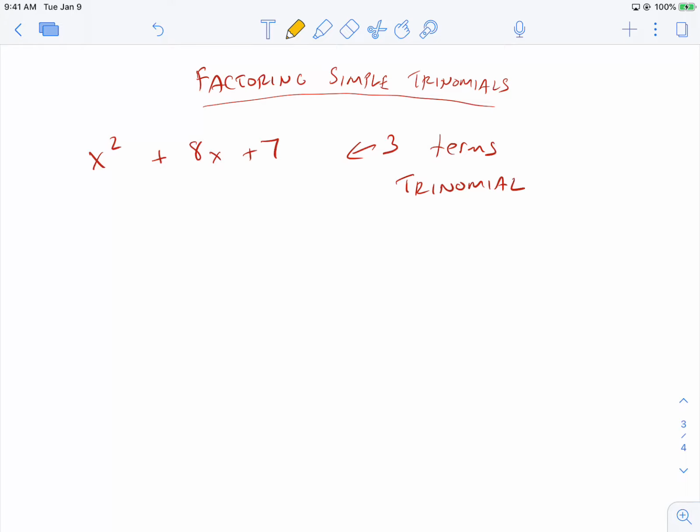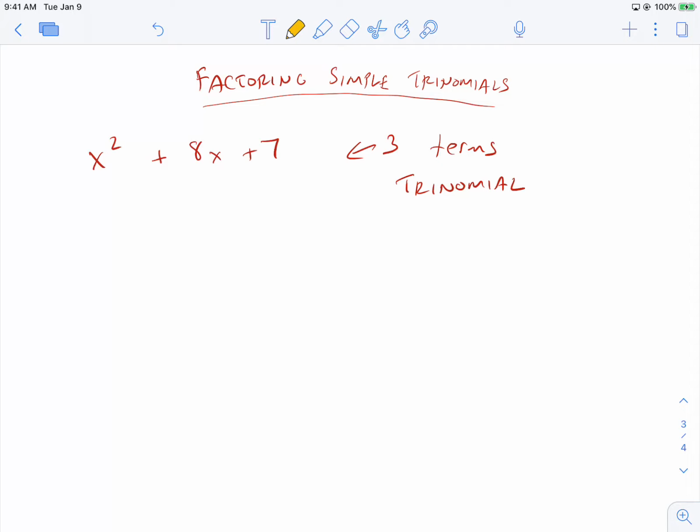Okay, today we're going to take a look at factoring simple trinomials. And this is a little bit of a step up from the common factoring. In common factoring, we took a look at our terms and we saw, okay, well, what's common here? What can we take out of all of these terms? Simple trinomials, we can't really do that.